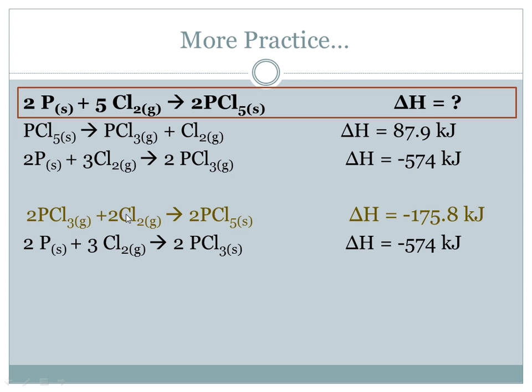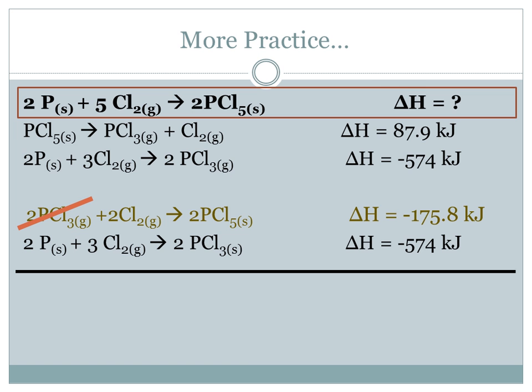Now let's see if we can cancel anything out. I see a phosphorus trichloride as a reactant and as a product, so that's going to cancel out. Now let's look back at our original equation and see what we've got on the product side. On both of these, we just have 2 phosphorus pentachloride. That's exactly what we wanted. And now we have 2 phosphoruses, and we have 2 chlorines and 3 chlorines, which if you add those together, you're going to get 5 chlorines, which is exactly what we wanted.